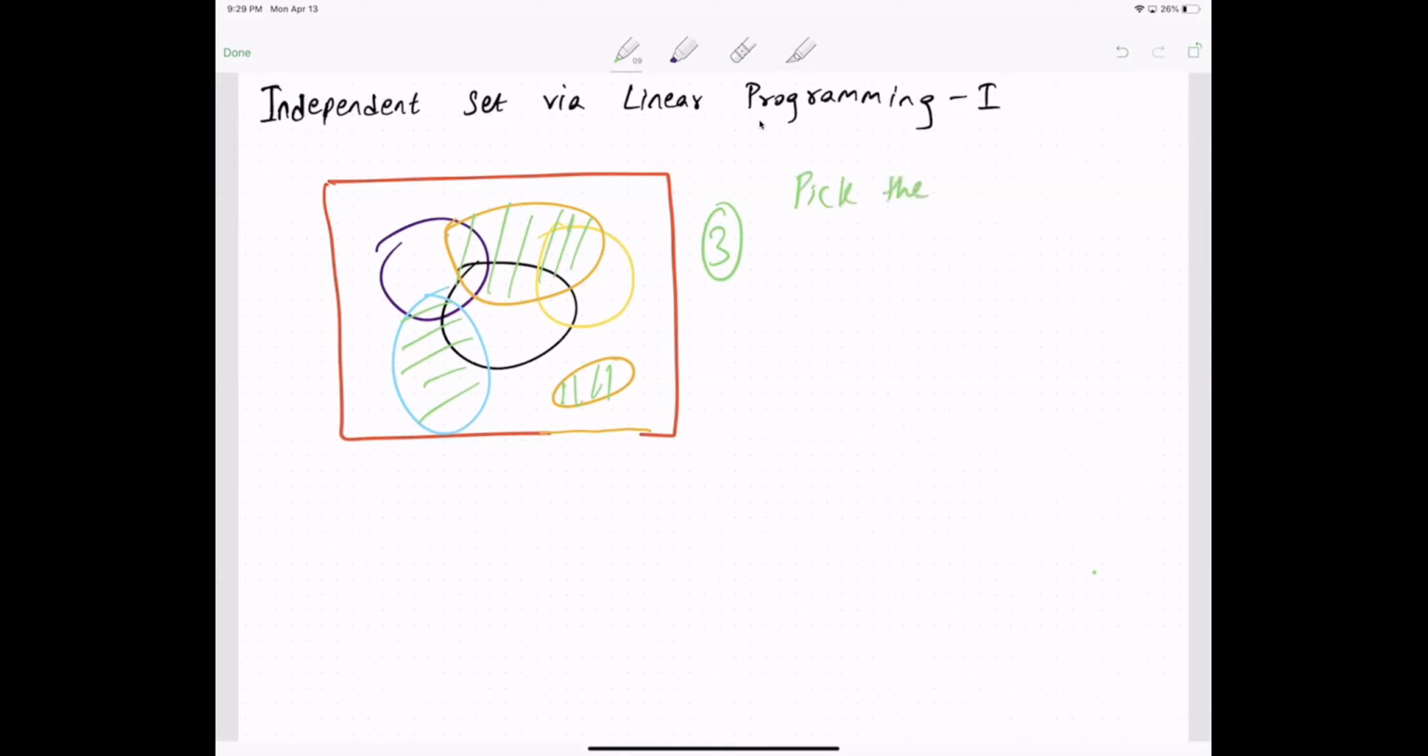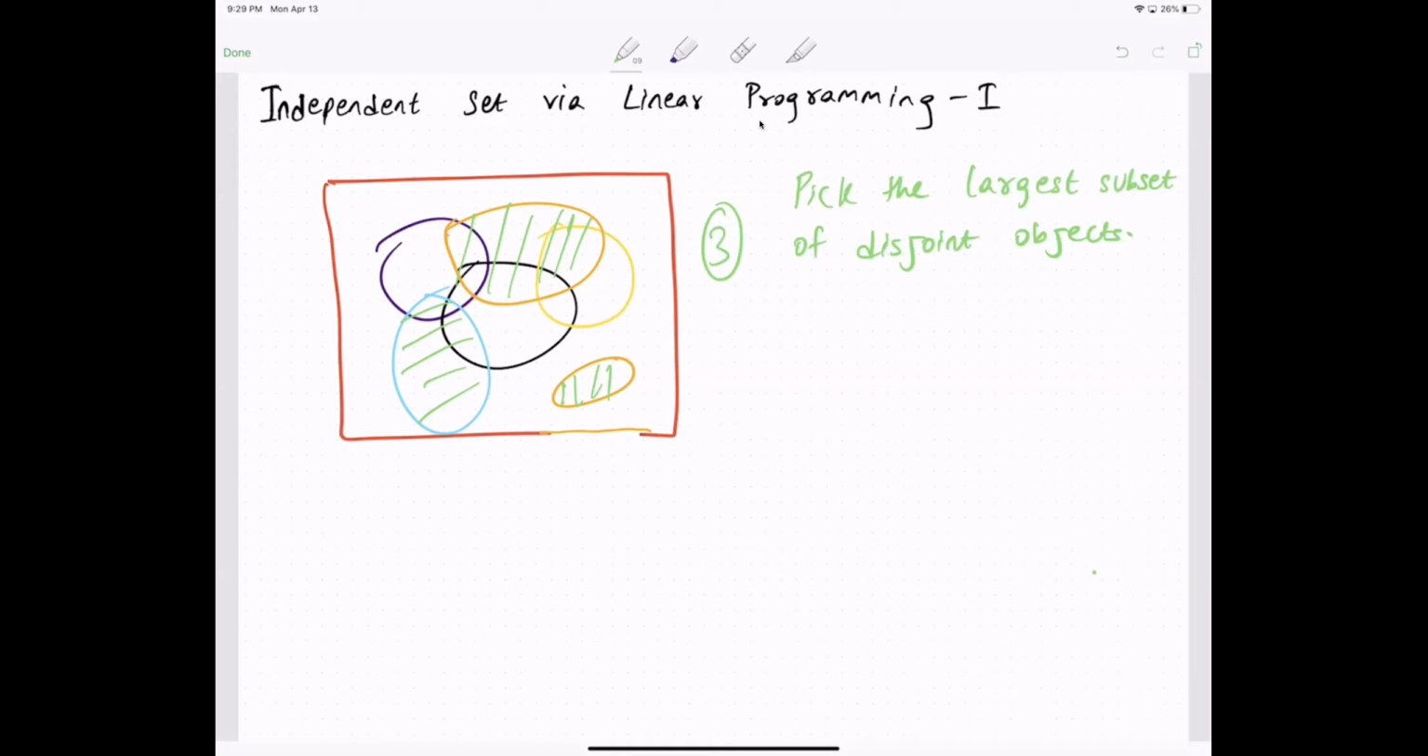Pick the largest subset of disjoint objects. Okay, so that's the problem. Another way of looking at it is, we want to pack the space with as many objects as we can, while ensuring that these objects are disjoint. So that's the problem statement.